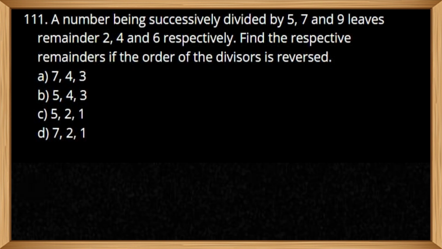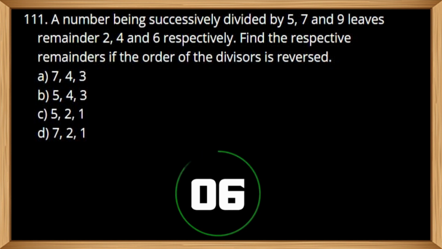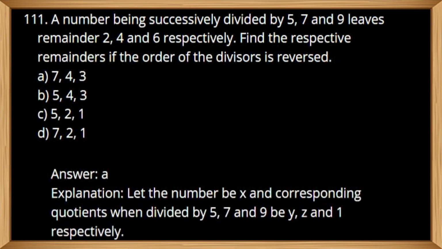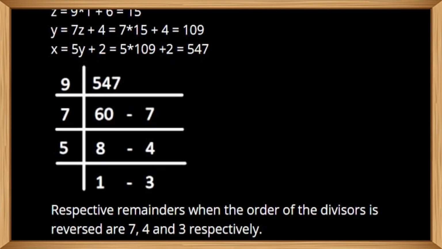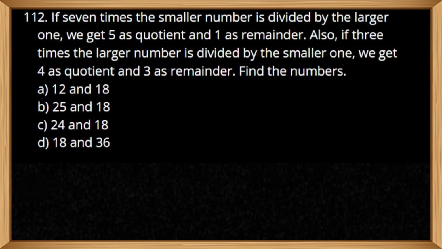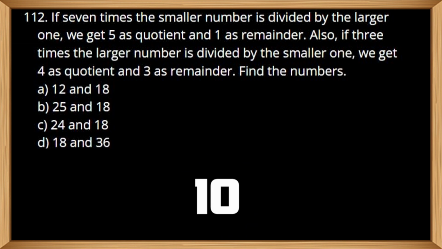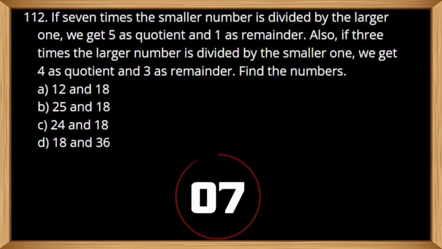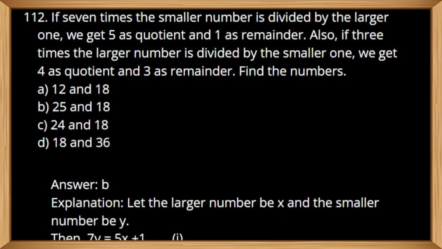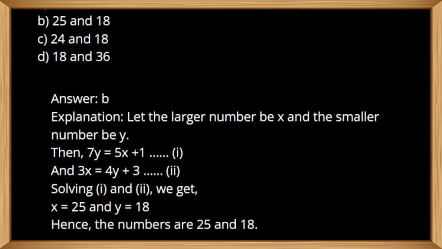A number being successively divided by 5, 7 and 9 leaves remainders 2, 4 and 6 respectively. Find the respective remainders if the order of the divisors is reversed. Option A 743. If 7 times the smaller number is divided by the larger one, we get 5 as quotient and 1 as remainder. Also, if 3 times the larger number is divided by the smaller one, we get 4 as quotient and 3 as remainder. Find the numbers. Option B 25 and 18.